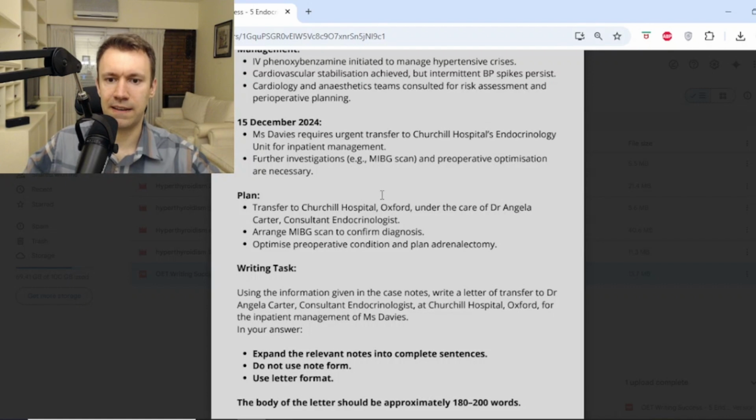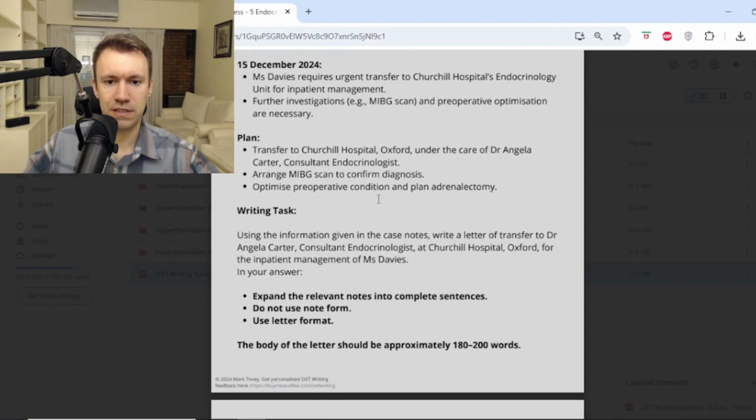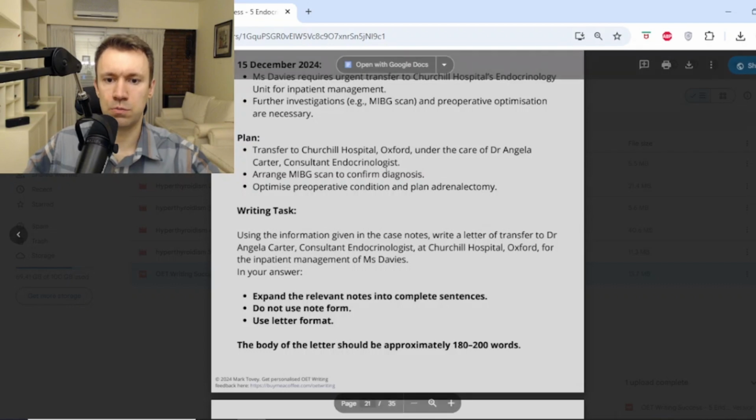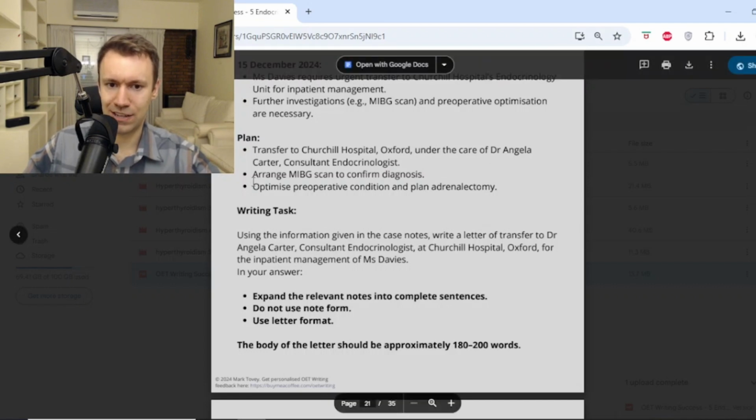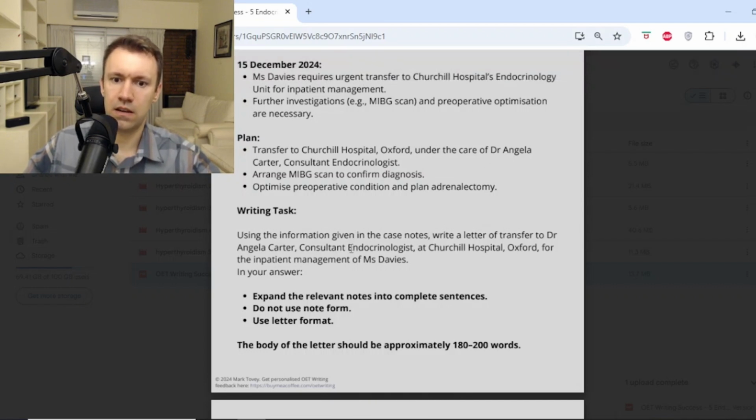So on the 15th of December, which is the date that we're assuming it is, we are going to be writing a transfer letter to Churchill Hospital's endocrinology department, specifically to a Dr. Angela Carter, and we are going to be asking for the optimization of preoperative condition for the adrenalectomy. We're going to ask for an MIBG scan to be arranged to confirm our provisional diagnosis, and that is all that we want to request.